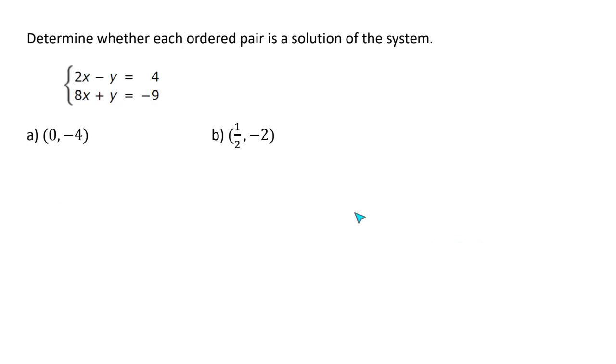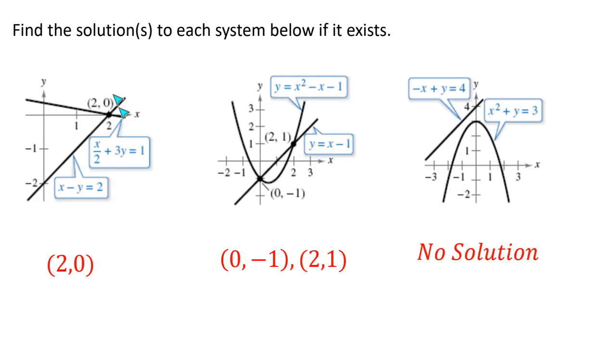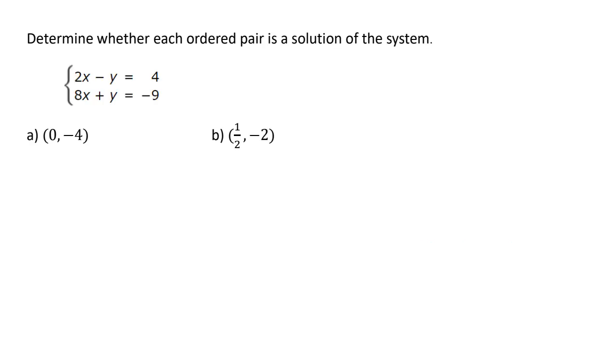So if we want to know whether this pair is a solution to the system, what we're asking is: is this point (0, -4) the point where the two lines intersect? Okay, that's what we're asking. In order to do that, you could graph these, but graphing is usually not the best option if you're doing it on paper. So one way to solve for this is we just plug in your x and y into the equation.